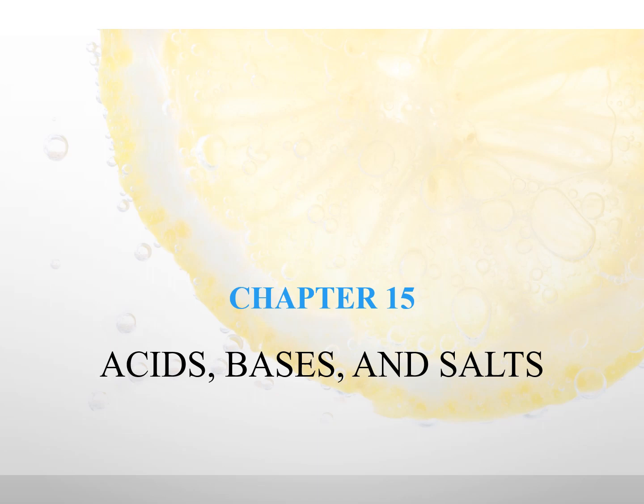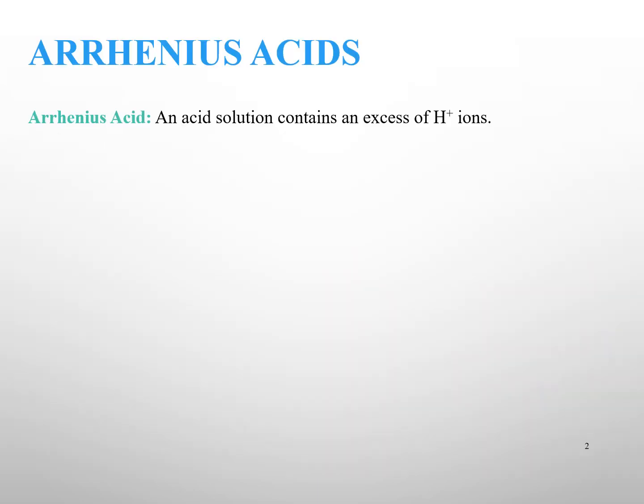Chapter 15 will be over acids, bases, and salts. So let's go ahead and start by talking a little bit about the definition of an acid. We will be talking about the Arrhenius definition of an acid, which means that an Arrhenius acid is an acidic solution, so it's an aqueous solution of an acid. It has to be dissolved in water, and when it dissolves in water, it produces an excess of H plus ion, hydrogen ion.